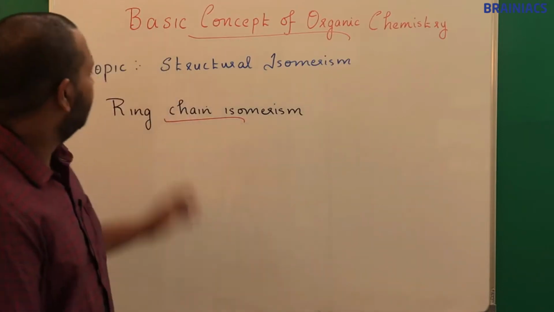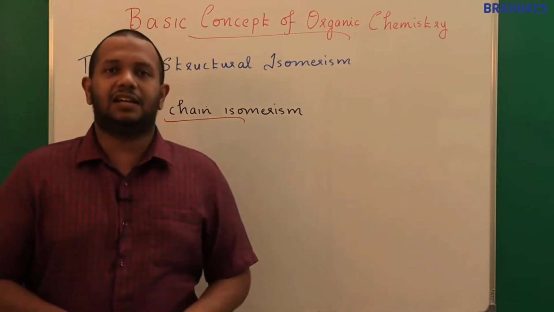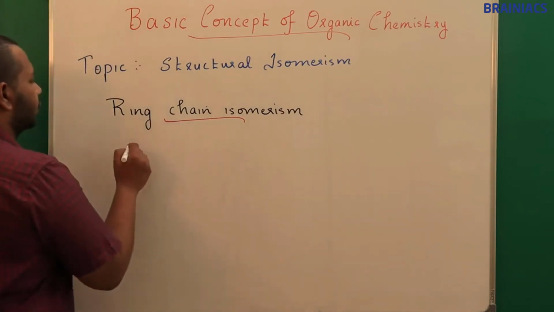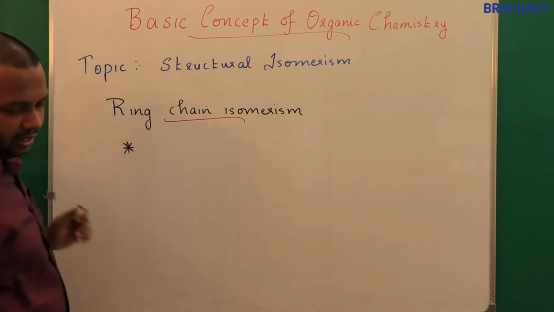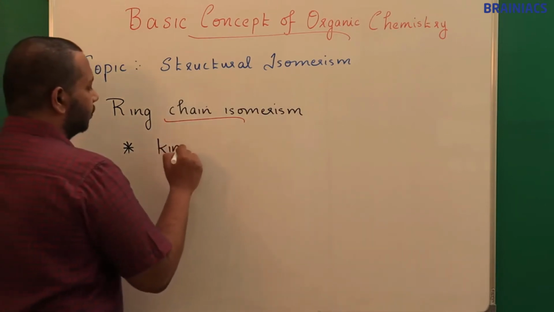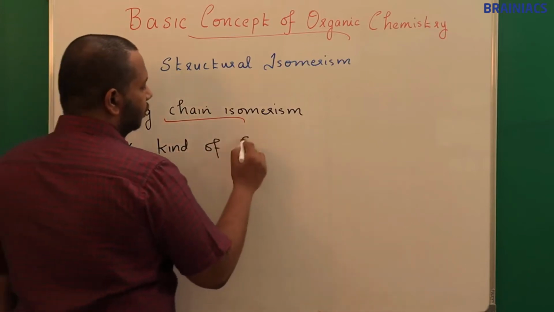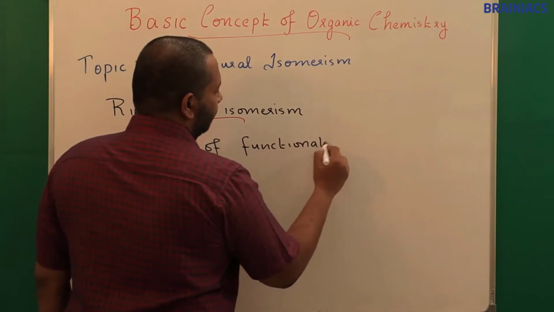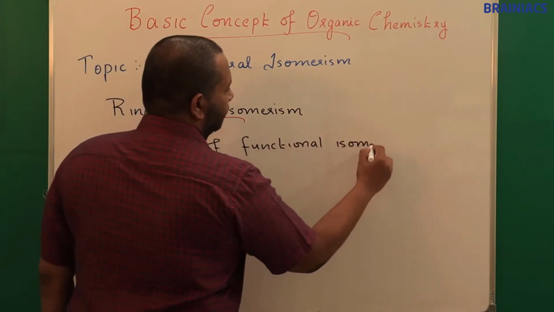Now we are going to see the next one, what is called ring chain isomerism. It is a kind of functional group isomerism. I will explain what functional isomers are.